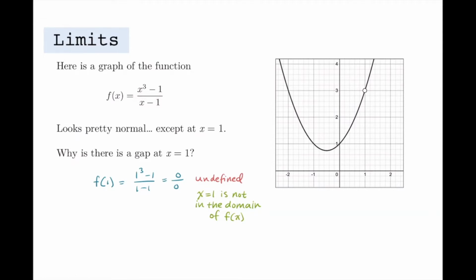Now, you might kind of give up and say, well, we can't plug a 1 into the function, so we don't know what's going on there. But the graph can tell us a different story. We want to be able to know what's happening as we get closer to 1, and maybe that'll tell us a little more information about that hole or that gap.